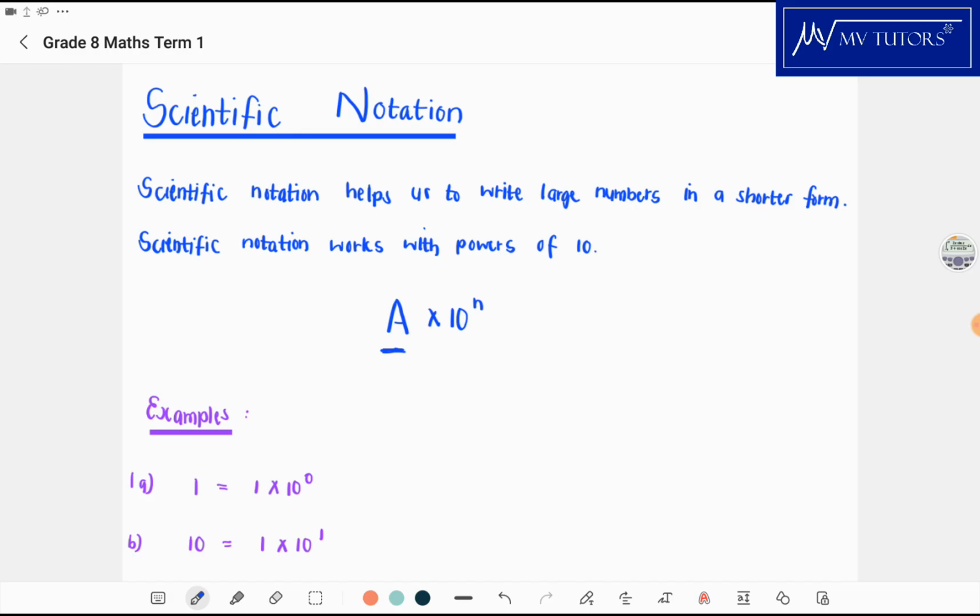Okay, so we have our number there, whatever it is. It could be 5, and then it will be times 10 to the power whatever the exponent is. So let's look at some examples.